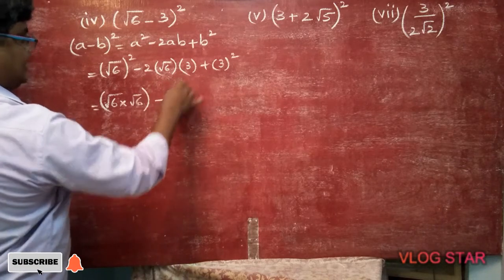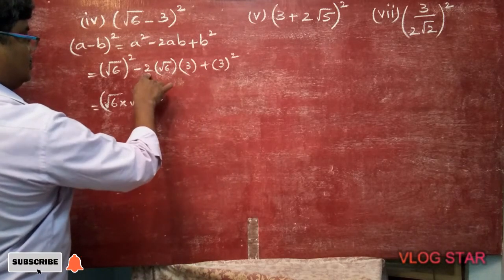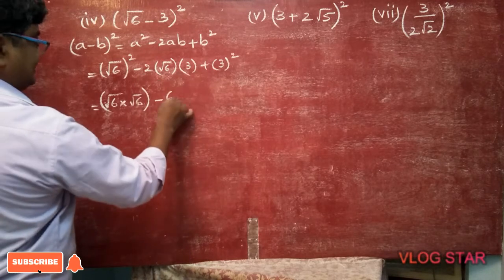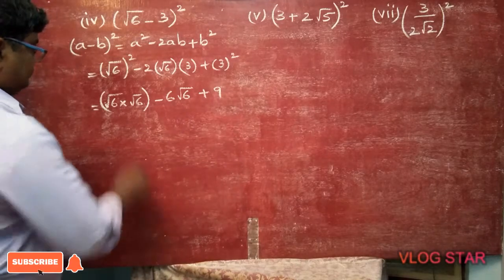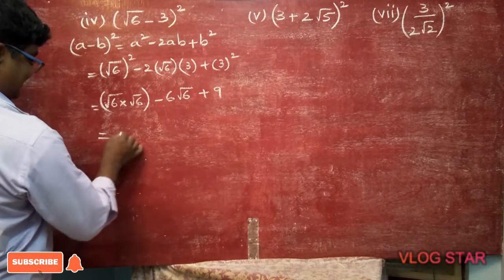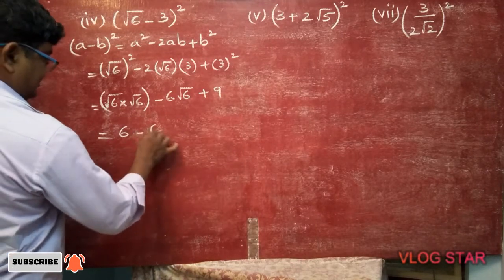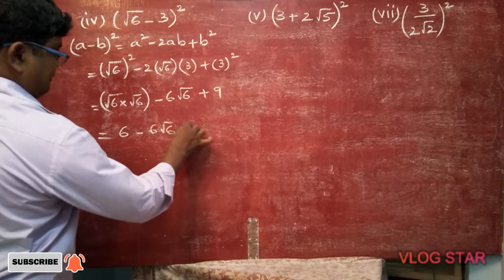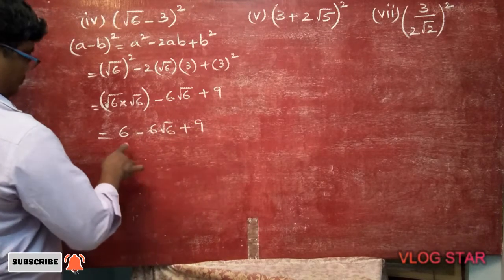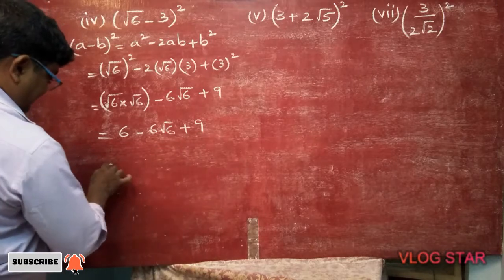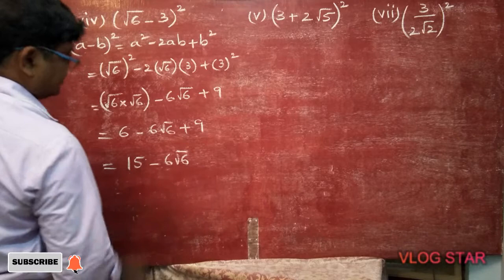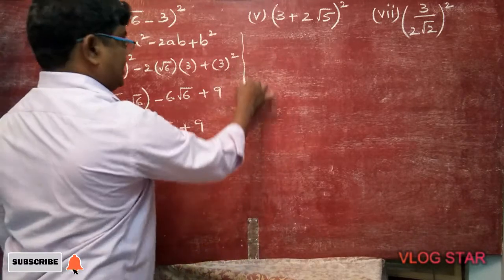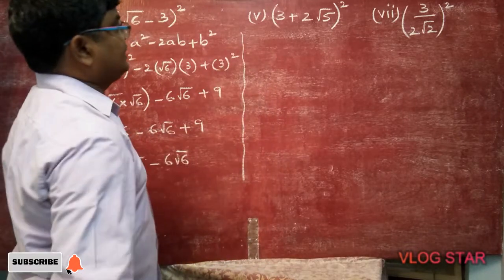minus 2 3s are 6 root 6 plus 3 3s 9. Root 6 into root 6 is 6 minus 6 root 6 plus 9. Now 6 plus 9 is 15. 15 minus 6 root 6. Coming to next, fifth one.